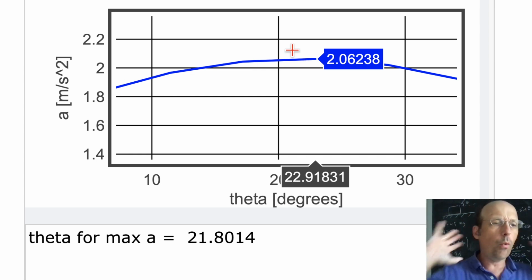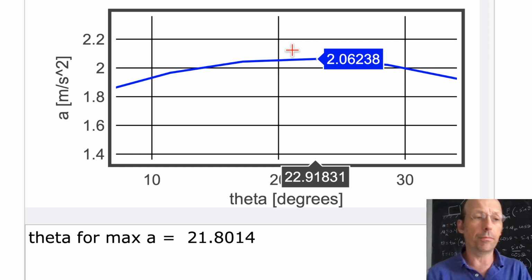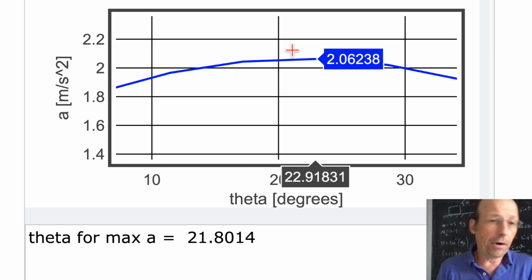But that is just a way to think about how you do these max-min problems, and two ways to think about it. So practice with this Python stuff is useful.